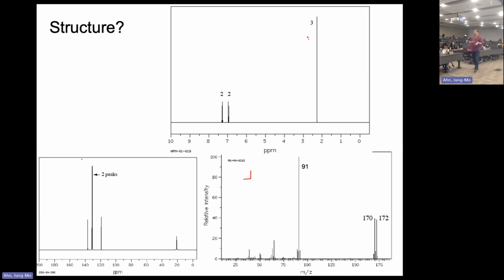So we've got to figure out what it is. We have a proton NMR, we have a carbon-13 NMR, and we don't have an IR, but we have a mass spec. And the question is, what would be the structure of this molecule?